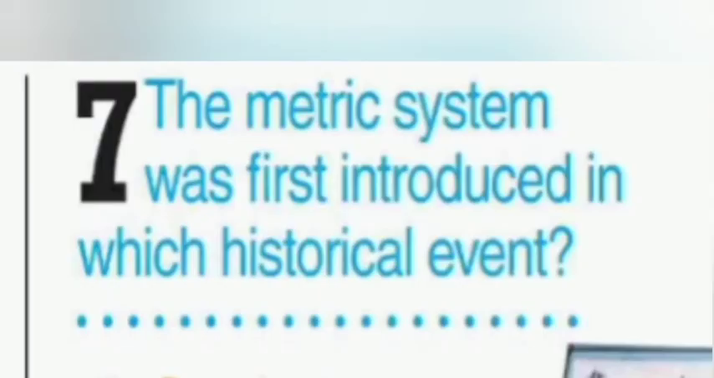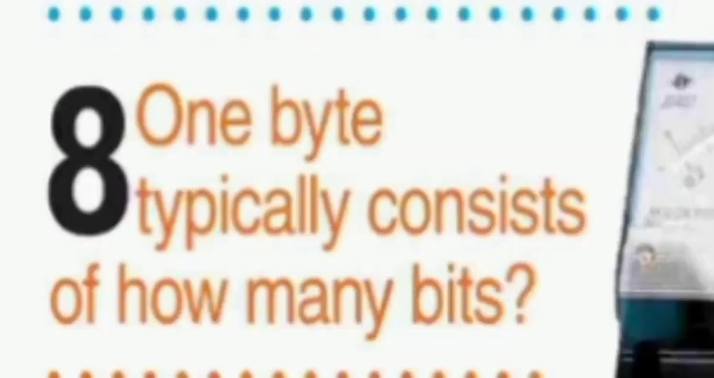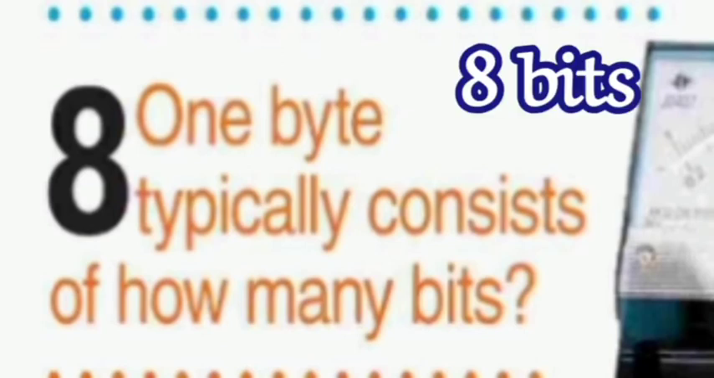The metric system was first introduced in which historical event? So it was first introduced in the French Revolution. One byte typically consists of how many bits? So it consists of 8 bits.